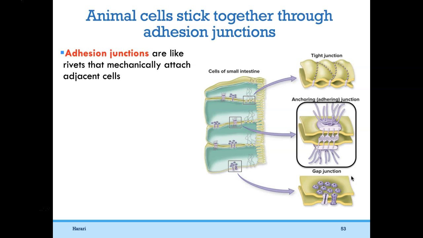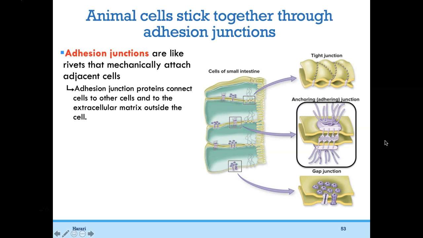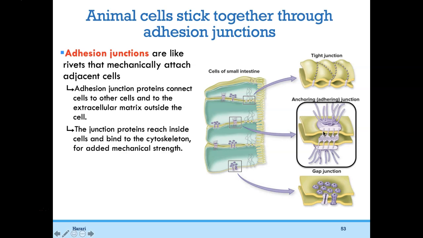Adhesion junctions help animal cells stick together. Adhesion junctions are like rivets that mechanically attach adjacent cells, almost like a snap button. We're attaching these two adjacent cells together. And the adhesion junction proteins connect cells to other cells and to the extracellular matrix outside of the cell. So this is pretty unique. This is the extracellular matrix where I'm pointing right now. These proteins go through the extracellular matrix and connect the cytoskeleton of one cell to the cytoskeleton of another cell. So this is a very strong connection. It's like reaching in from bone to bone.